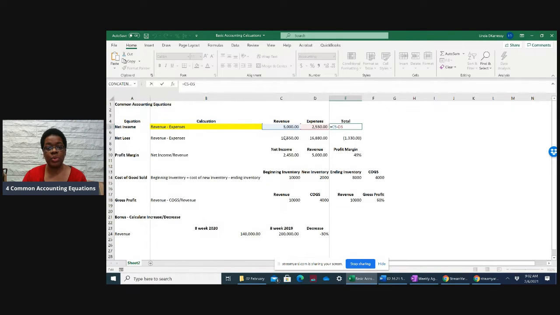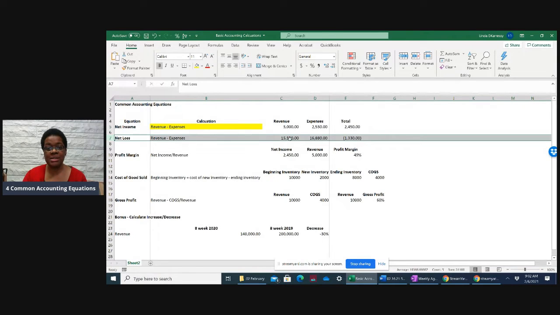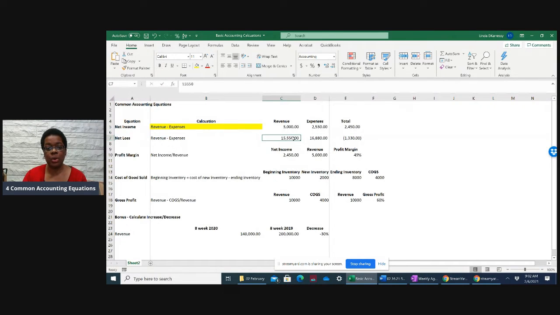Now, if the revenue is lower than expenses, you have a net loss. So if you have a positive revenue minus expenses, we call that net income. If revenue is lower, we call that net loss. So once again, if revenue is lower, it is a net loss. So that's number 1. The first equation is calculating your net income / net loss.